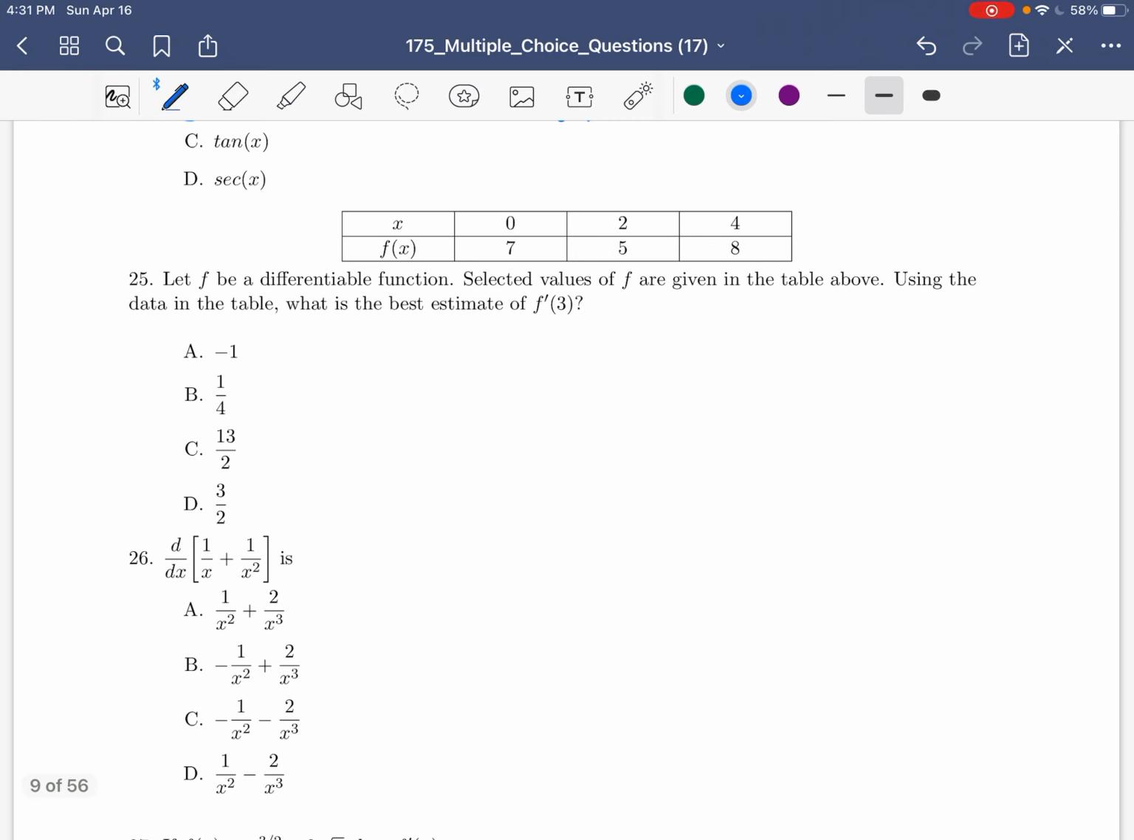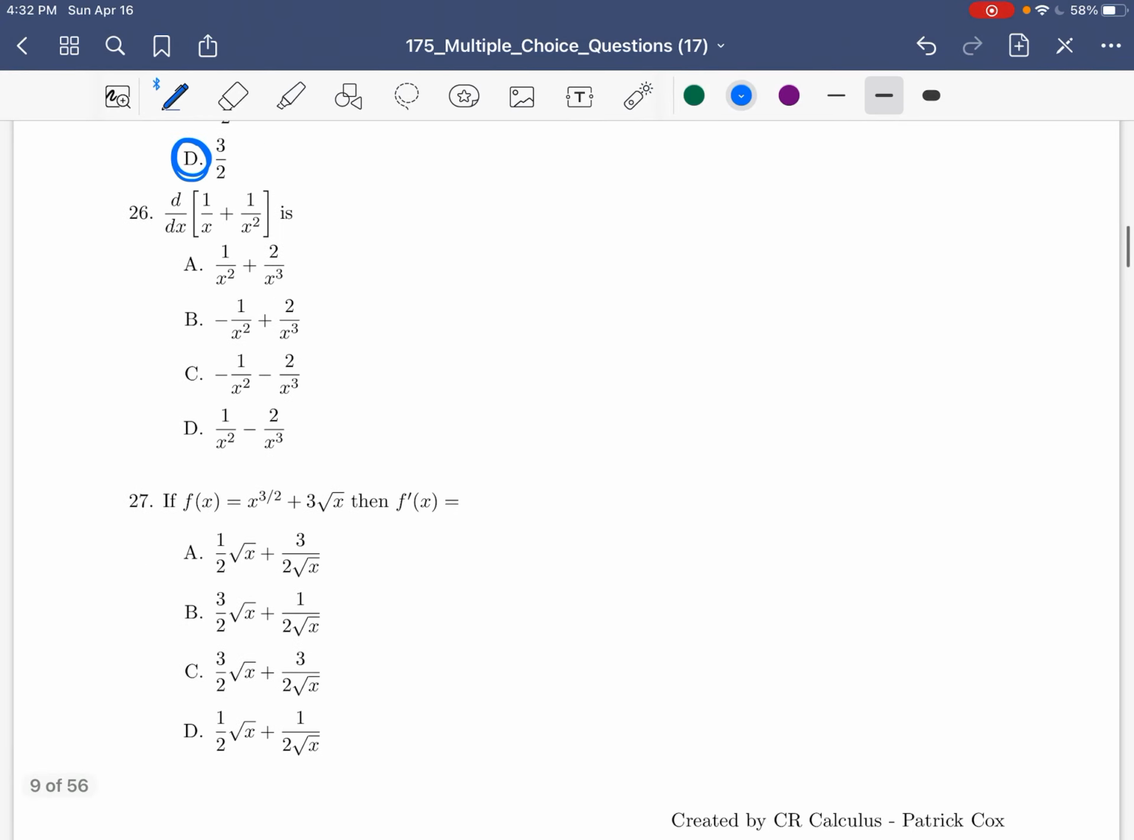All right, 25, our best estimate of f prime. So if it's ever asking for the estimate of a derivative and they give you a table, once again, it's just slope. So really, we just got to figure out where does 3 fall, which is going to fall right here. So using the slope formula, we have 8 minus 5 over 4 minus 2, which is just going to equal 3/2. So our best estimate at our derivative is D.